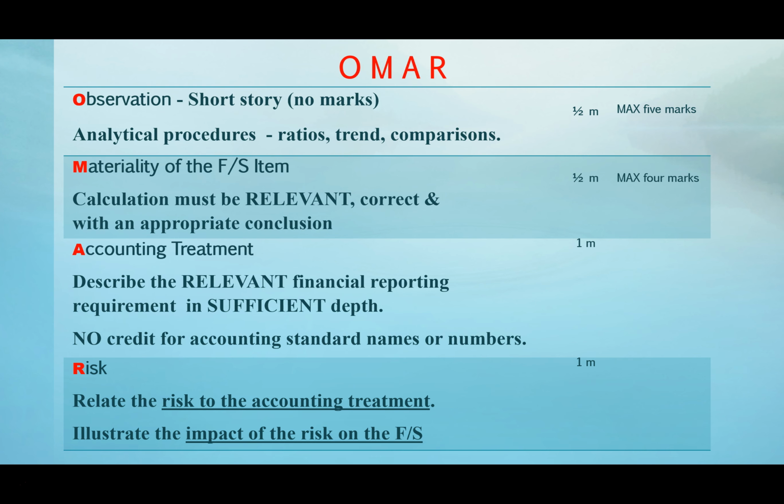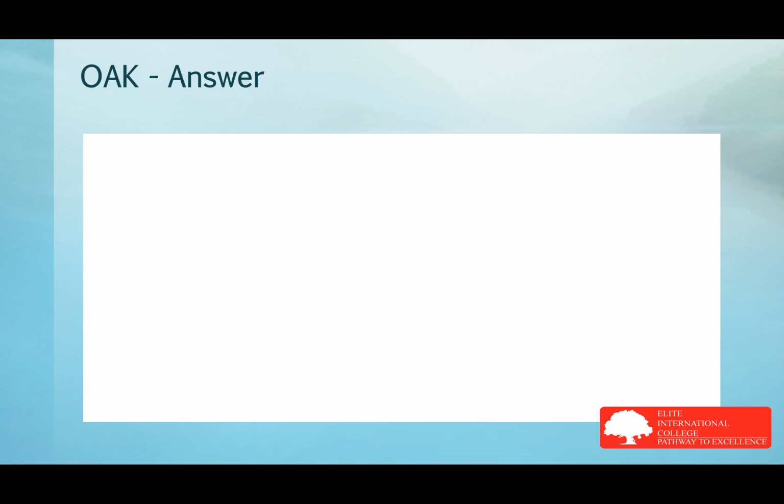Here, under risk, there will be 2 sentences. The first one will relate the risk in the scenario to the accounting treatment, and the second sentence will be to illustrate the impact of the risk on the financial statements. OMAR is a guide to help you develop a well-balanced answer so that you can obtain the maximum marks awarded for your points. So let's apply this to OAK.